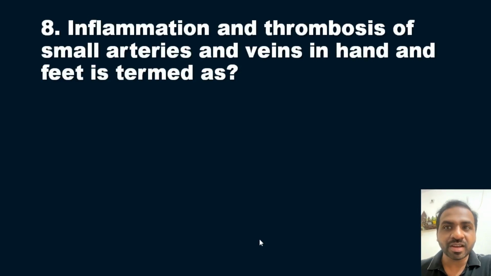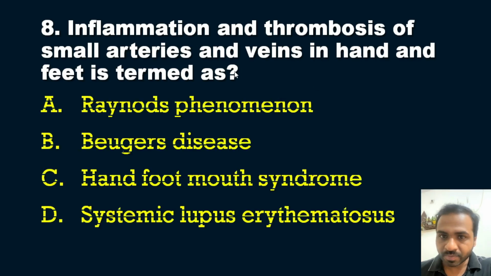So now moving on to the 8th question in our series. The question is, inflammation and thrombosis of small arteries and veins in hand and feet is termed as. The options are: option A, Raynaud's phenomenon; option B, Buerger's disease; option C, hand, foot, mouth syndrome; and the final option D, systemic lupus erythematosus.